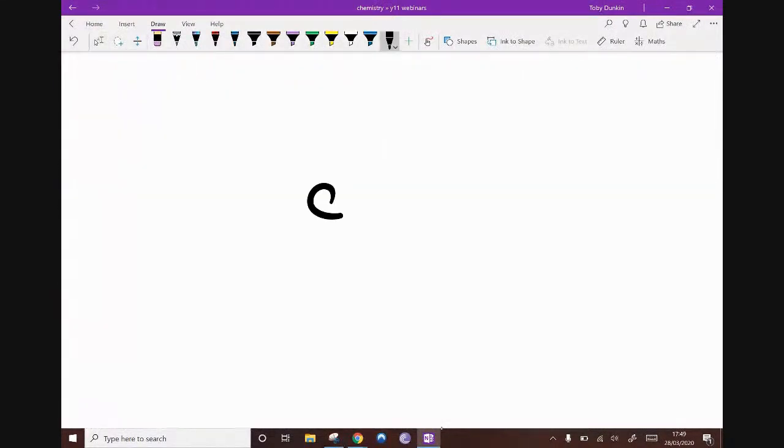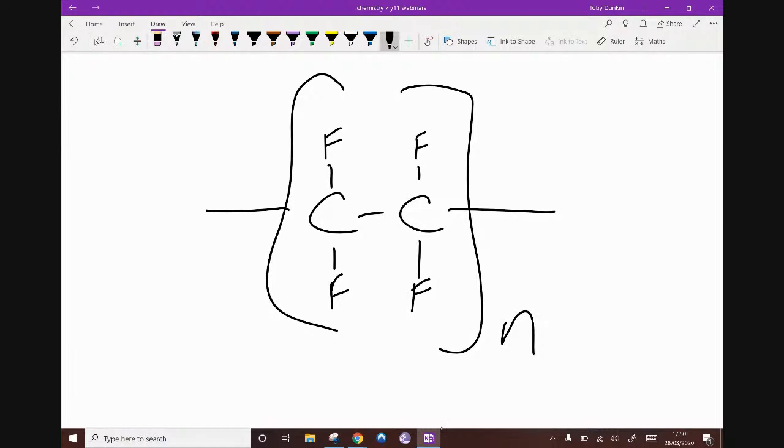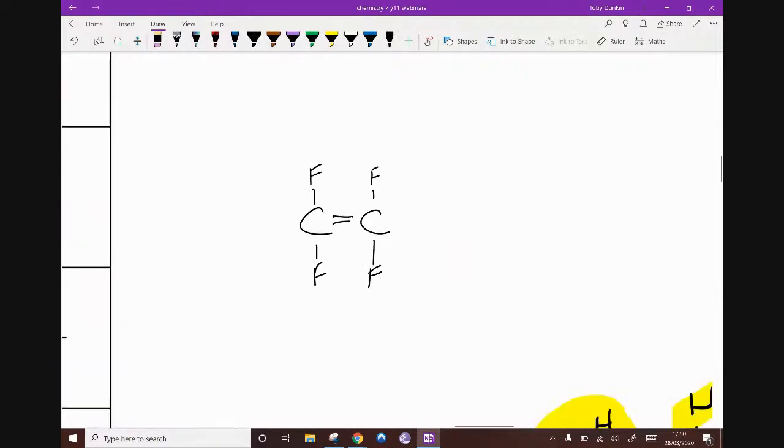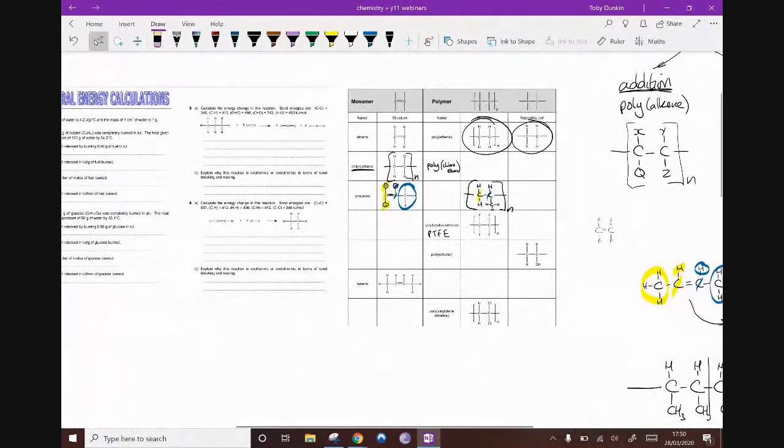So if I've got polytetrafluoroethene, just so you know, little details that teachers sometimes forget, the lines need to go through the square bracket. But if you want to turn this back into the alkene, just put the double bond back. I'm done. How easy is that? Polyalkenes are a doddle. They're the easy ones. Condensation polymers are a bit more tricky.